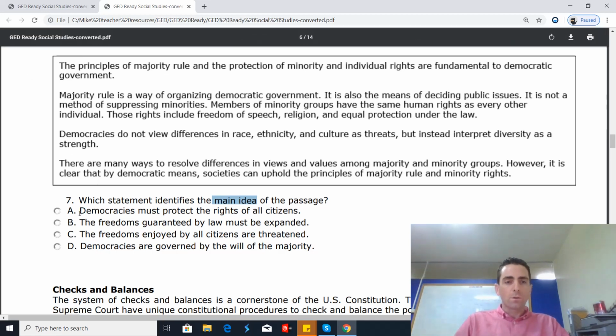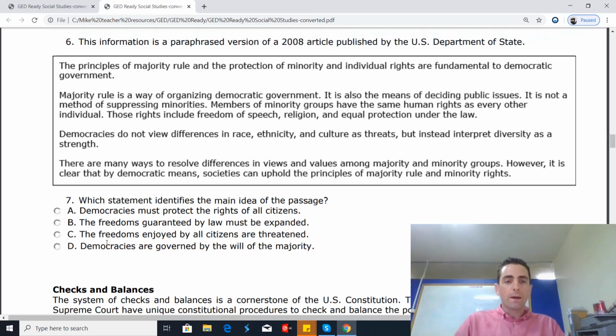Okay, so what's the main idea? Democracies must protect the rights of all citizens. Not really. The freedoms guaranteed by law must be expanded. No. The freedoms enjoyed by citizens are threatened. No. Democracies are governed by the will of the majority. Well, that is true, but I don't think that's the main idea. Okay, I think it is A, actually.